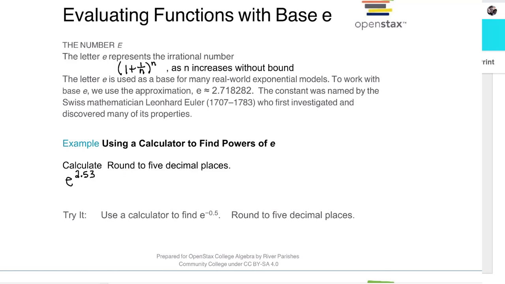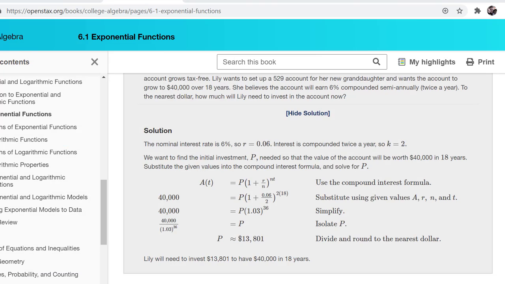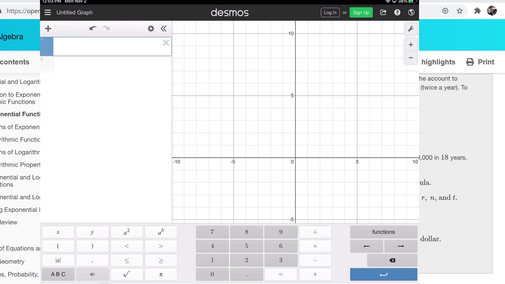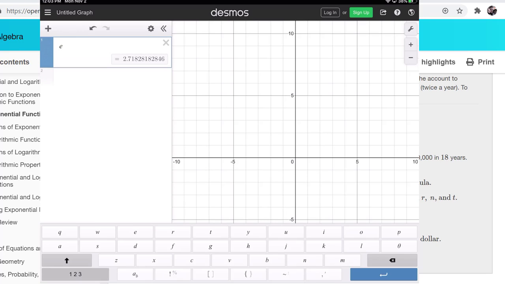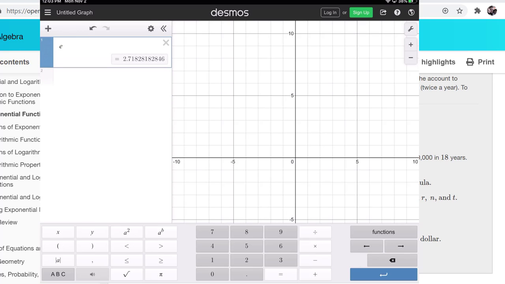So let's calculate e to the 2.53 rounded to the 5th decimal place. So e to the 2.53. You can just type the letter e, and you see that the value of e pops up. Carried to the 2.53, and they want us to round to 5 decimal places. So that looks like 12.55351.